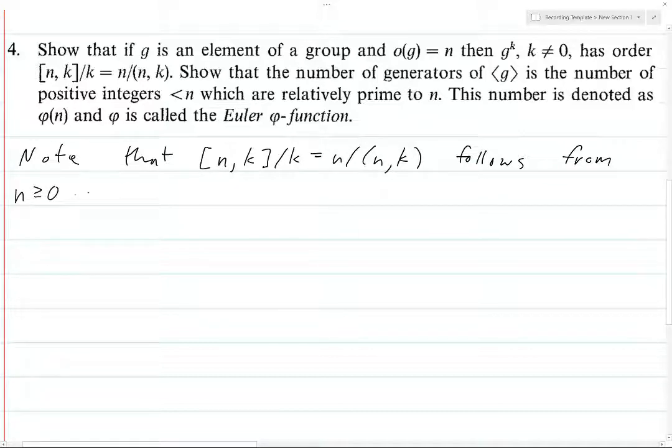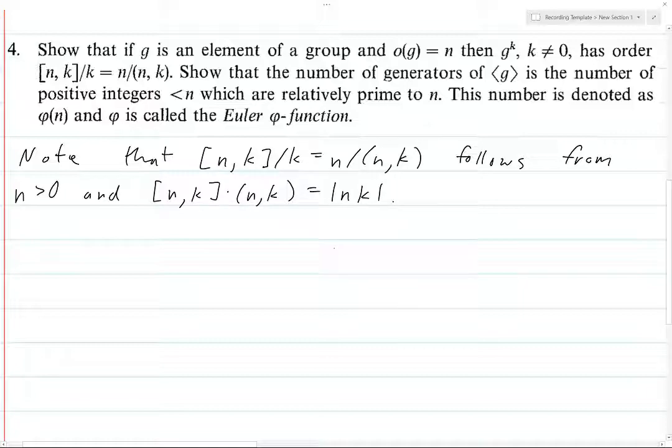n is greater than or equal to 0, and, well, could I have order 0? No. Because the order is like the great. Obviously, anything raised to the power of 0 is just 0. It follows from the fact that n is greater than 0, and LCM of nk times GCD of nk equals the norm of nk.